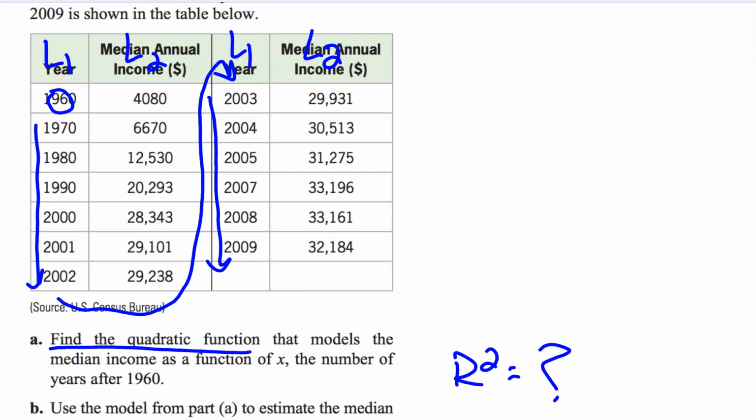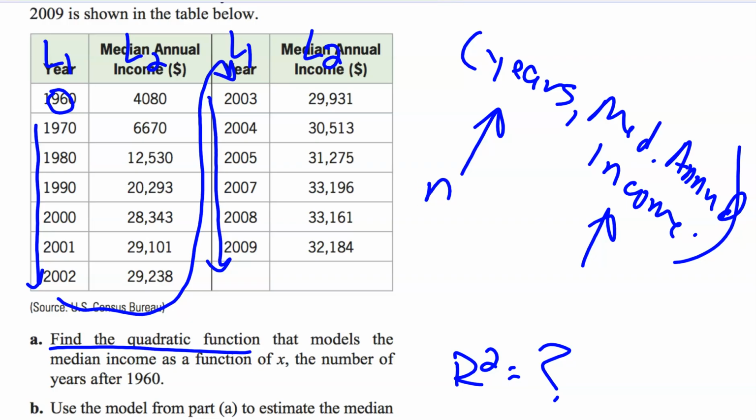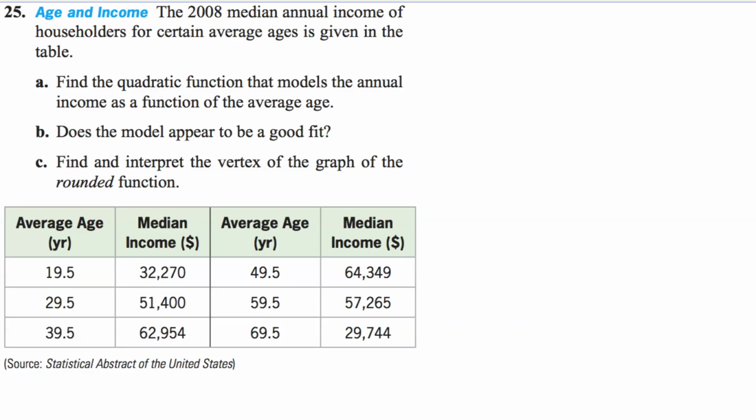So thinking about that, the X is years, and the Y is median annual income. So when you get those X's and your Y's, make sure you have your words in your sentences along with the numbers in one sentence. 25, very, very similar.